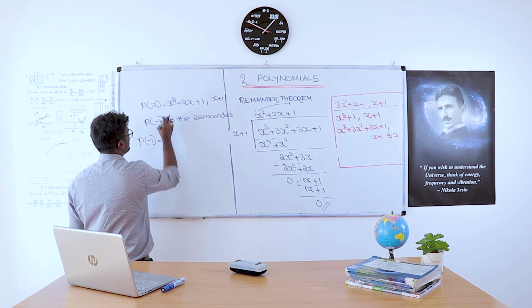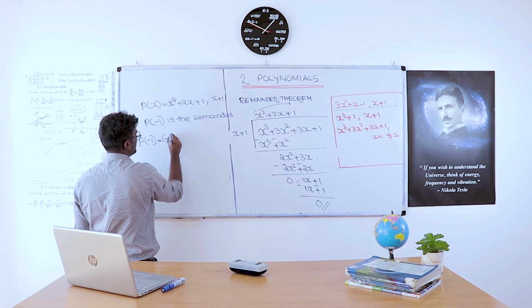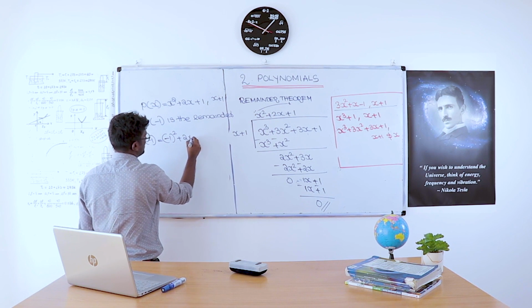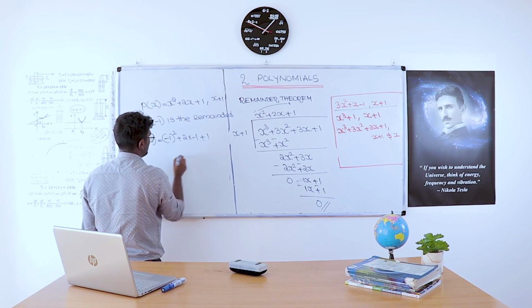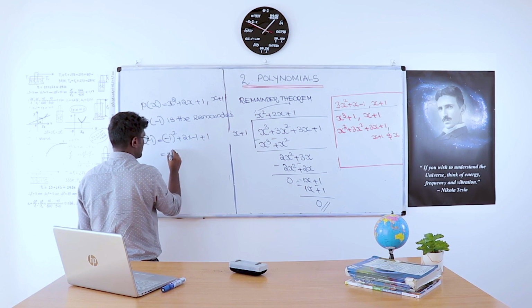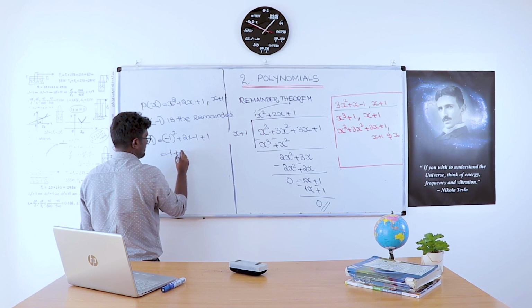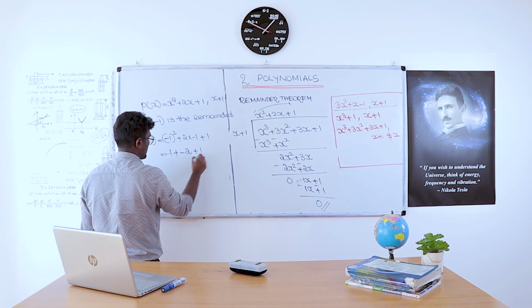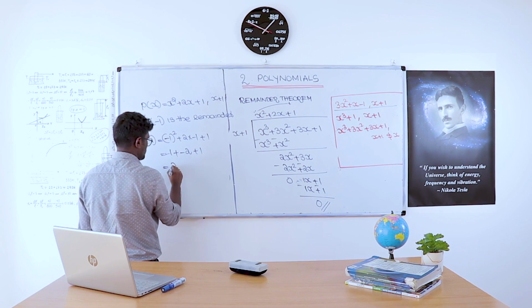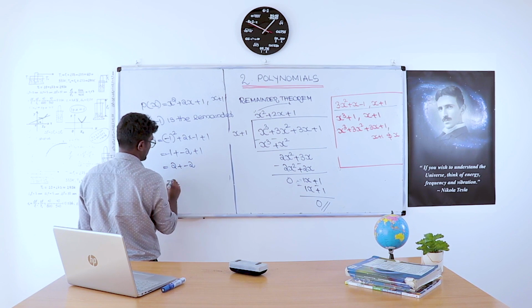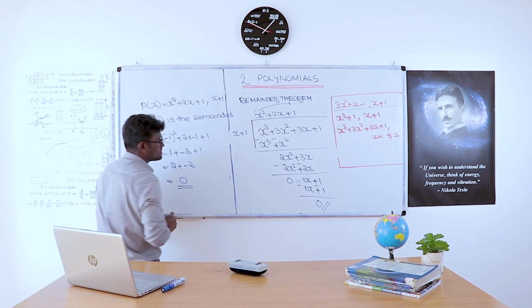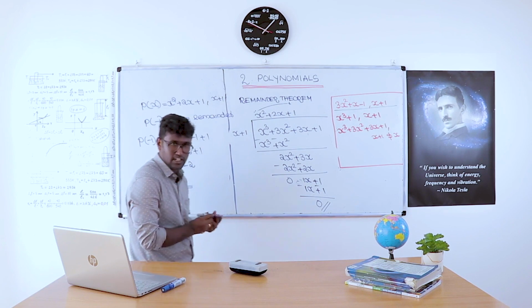P of minus 1 equals minus 1 the whole square plus 2 into minus 1 plus 1. Minus 1 the whole square is 1, plus 2 into minus 1 is minus 2, plus 1. 1 plus 1 is 2. 2 plus minus 2 is equal to 0. So that is the remainder theorem.